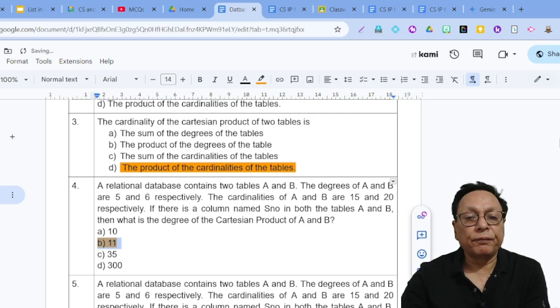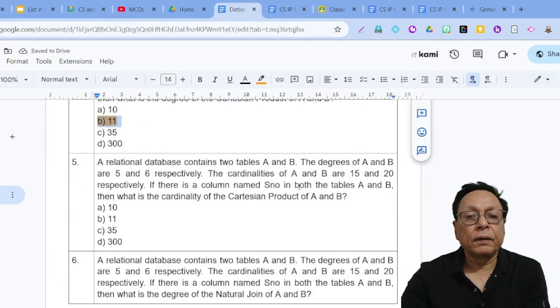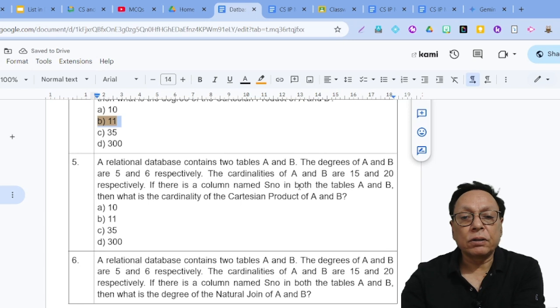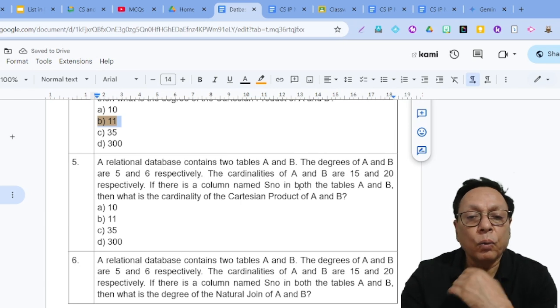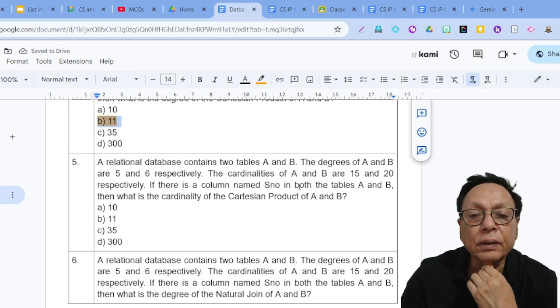Then the question number 5. A relational database contains two tables A and B. The degrees of A and B are 5 and 6 respectively. The cardinalities of A and B are 15 and 20 respectively. If there is a column named serial number in both the tables A and B, then what is the cardinality of the Cartesian product A and B?